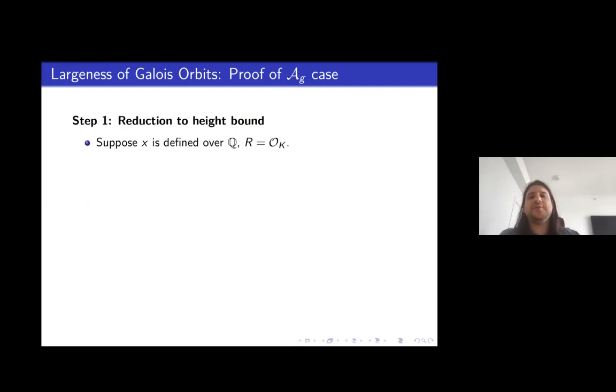So let me explain how this goes in the AG setup. Remember, you want to show that special points have large Galois orbits. So suppose you have very small Galois orbits. Just for simplicity, assume you actually have a special point defined over Q. And let's assume for simplicity again that its endomorphism ring, which a priori can be some Q-algebra, is just the ring of integers in some CM field. Okay, what we're going to do is look at the family of all CM points with that same endomorphism algebra.